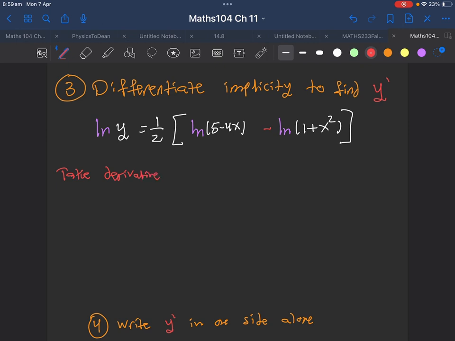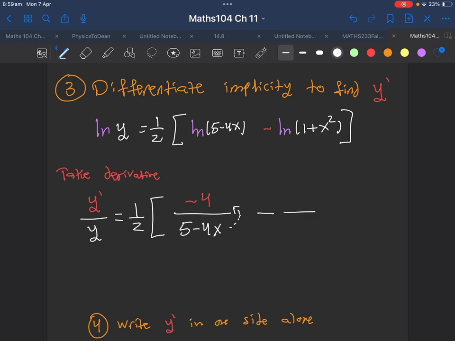What's the derivative? Well, derivative of ln y is just 1 over y, and then we write y prime at the top, equal to 1/2. Now, what is the derivative of this ln? Well, the derivative of this ln is 1 over 5 minus 4x, and then you need to write the derivative in the numerator, which is negative 4.